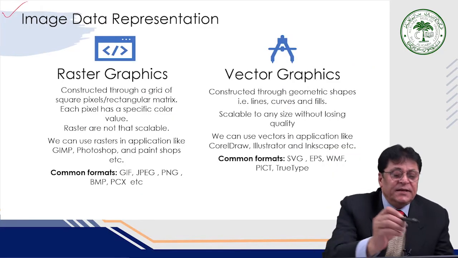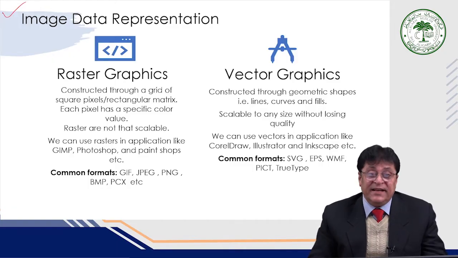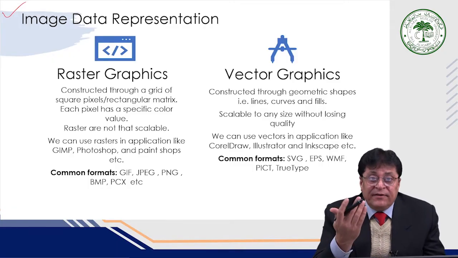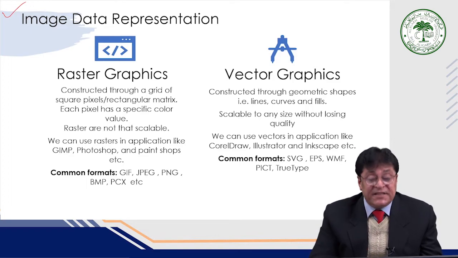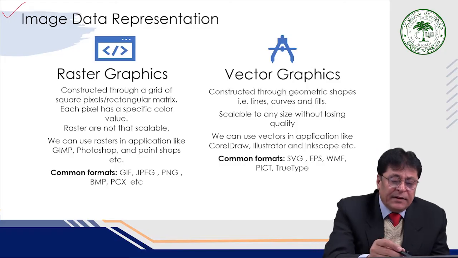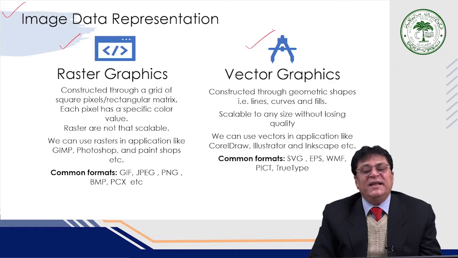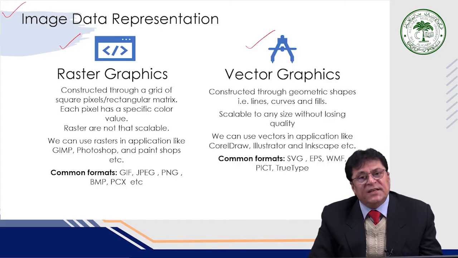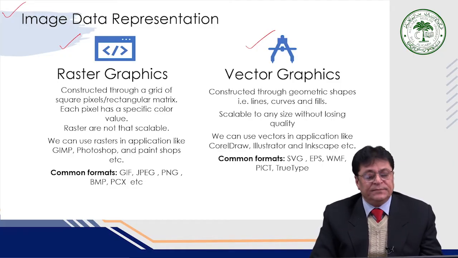Next is image data representation. Image is another way of representing data. We have pictures, photographs, all represented in digital systems, whether computer or mobile phone or tab or laptop, whatever it is. There are broadly two types of image files or image graphics. One is known as raster image or raster graphics. Another one is vector graphics.